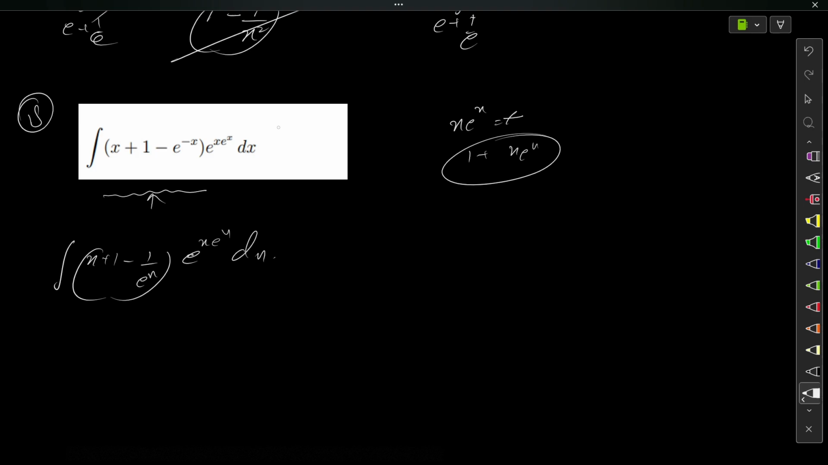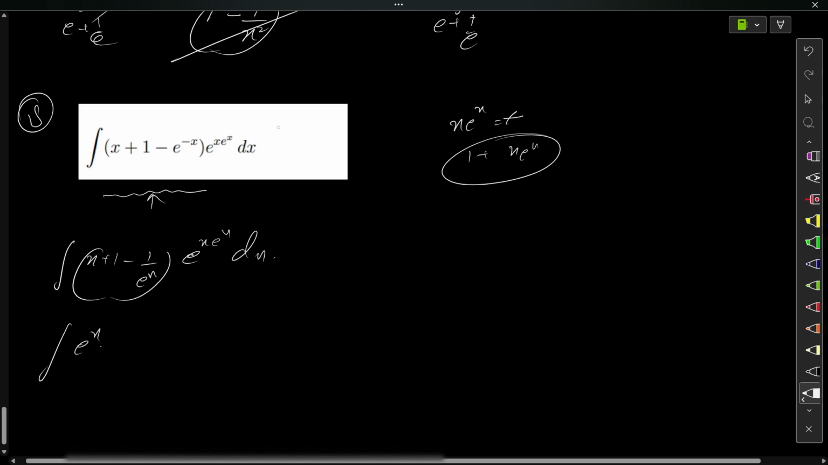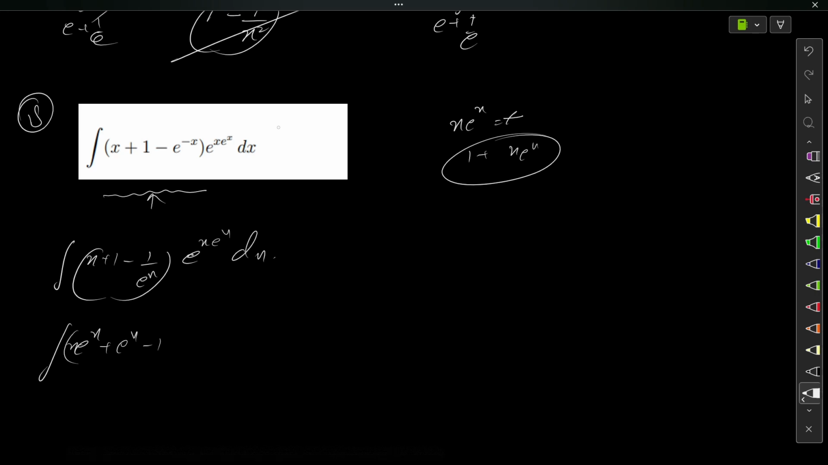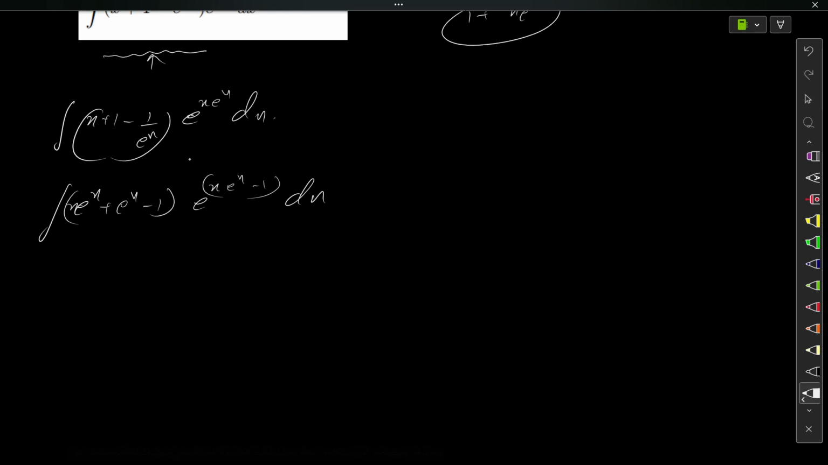Now just cross multiplying, e to the power of x minus x e to the power of x minus 1, e to the power of x, e to the power of x minus 1 with respect to dx. So this could be written as x e to the power of x plus e to the power of x minus 1.